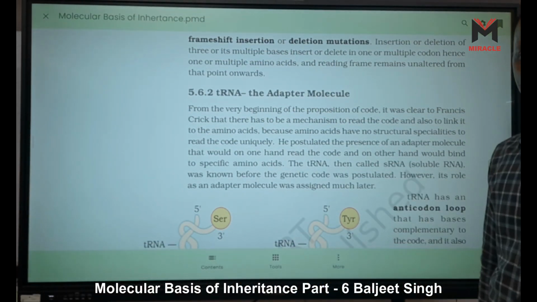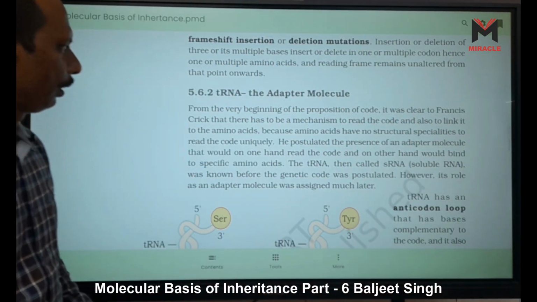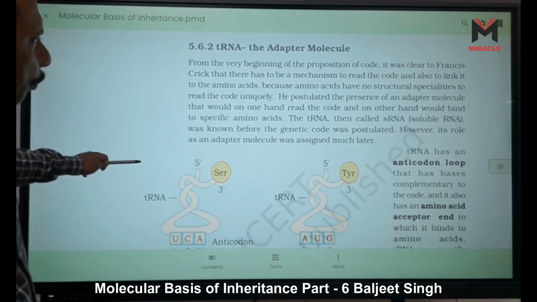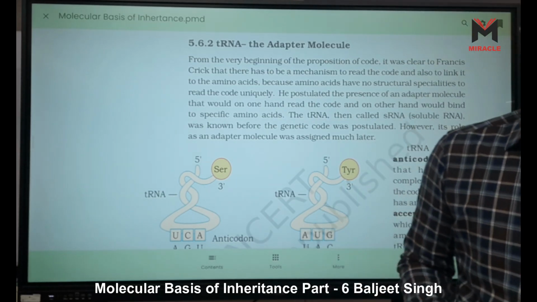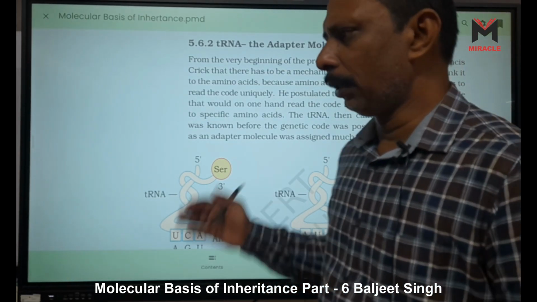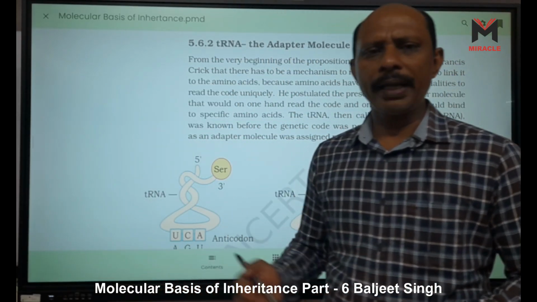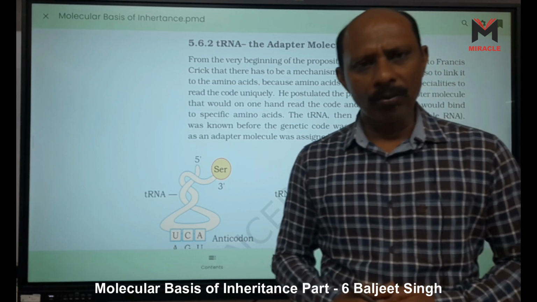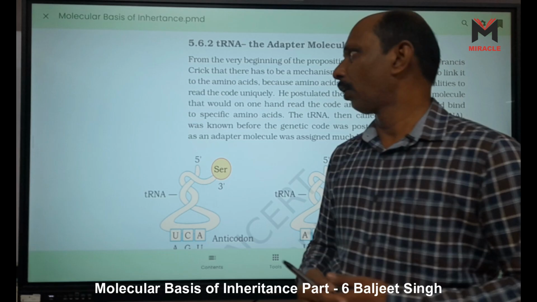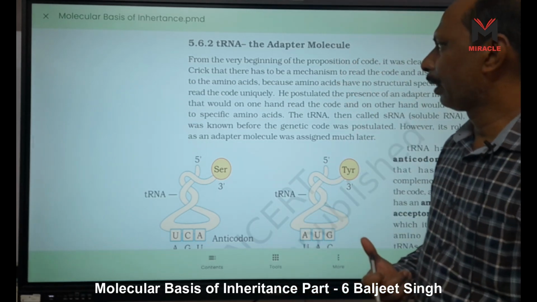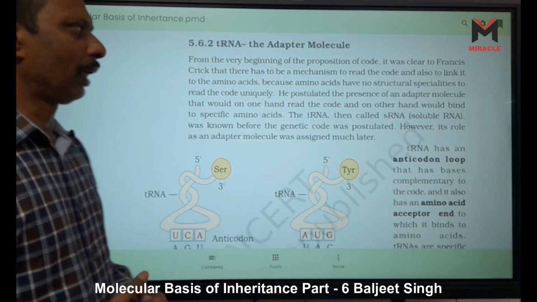Other mutations we already read, so I don't think we need to hear them once more. Now, the next point is transfer RNA, the adapter molecule. We already read about this transfer RNA. It is also called adapter RNA, or sRNA because it is soluble. Earlier it was named sRNA, adapter RNA or transfer RNA. This is the smallest RNA.